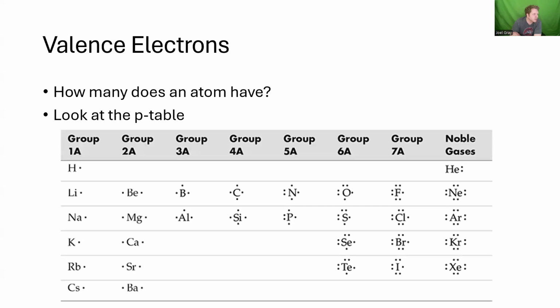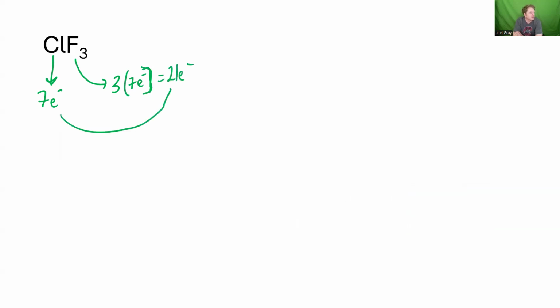Now we've got ClF3. If we look at where chlorine is on the periodic table, right here. Fluorine, right here. So ClF3. That means we've basically got 4 atoms, and each one of them has 7 valence electrons. So Cl, 7 electrons. F3, 3 times 7 electrons, gets us to 21 electrons. So add these 2 together, and we get 28 electrons. Okay, so which is my central atom?